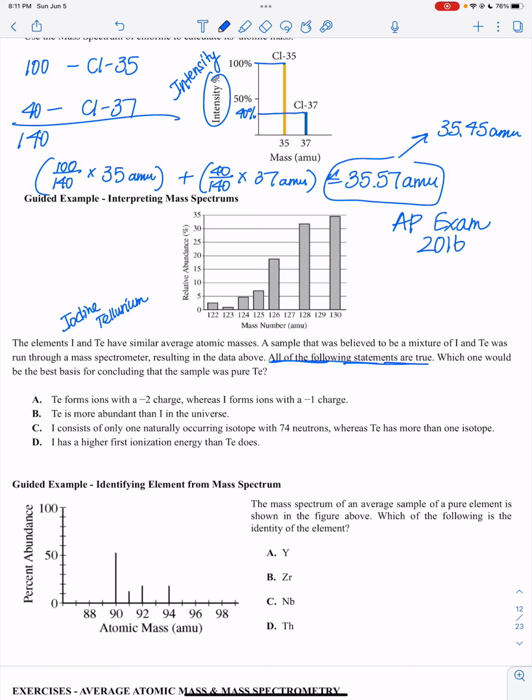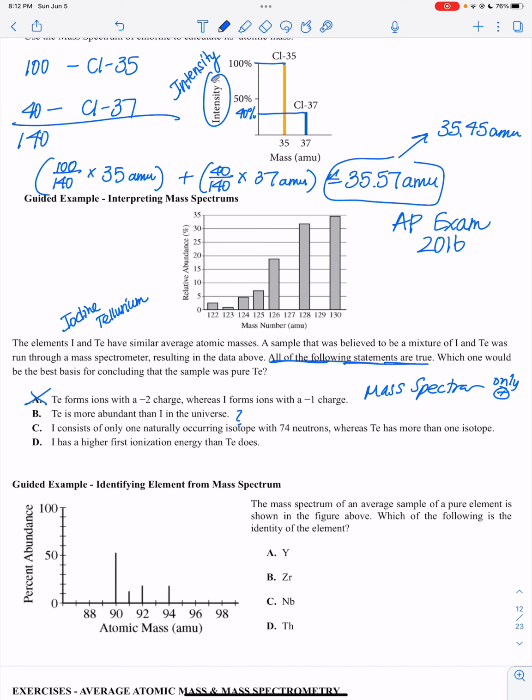So A, Te forms ions with a -2 charge, whereas I forms ions with a negative charge. Remember, mass spectra only does positive charge. So can't be A. B, Te is more abundant than I in the universe. That would be great, but that's not going to help me figure out whether this is Te or I. I mean, there are a lot of isotopes. It would overpower it, but this isn't going to help me answer the question.